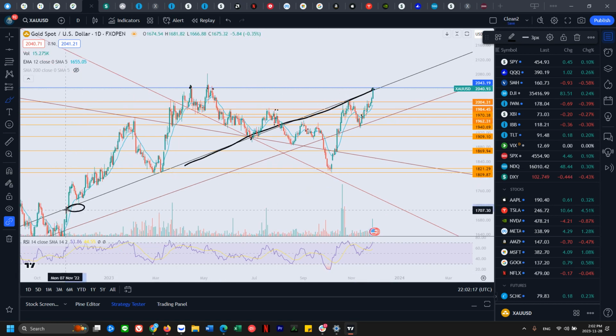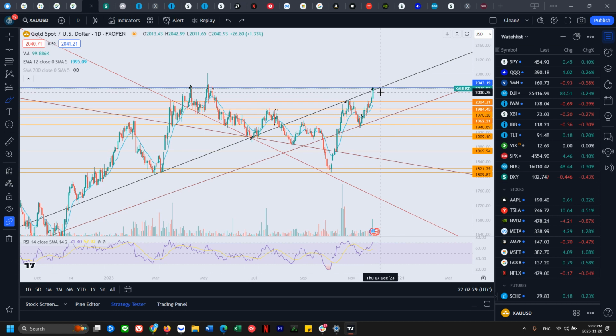Prior support, support, support, support, resistance, resistance. Now acting as potential resistance. Pretty much right on that line. So we'll see if it gets a clear break tomorrow over 2043. Two resistances coinciding with this same area.